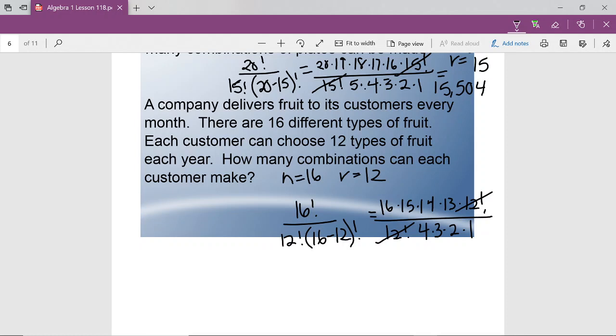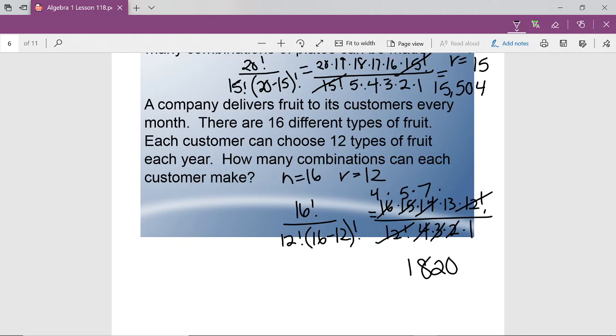I can simplify, let's see, the 4 and the 16 pretty well, the 3 and the 15 pretty well, 2 and the 14. So really all I have to multiply is a 4, 5, 7, and 13. That's not too bad. And when you do that, you have only 1,820 ways to get these different combinations of fruits.